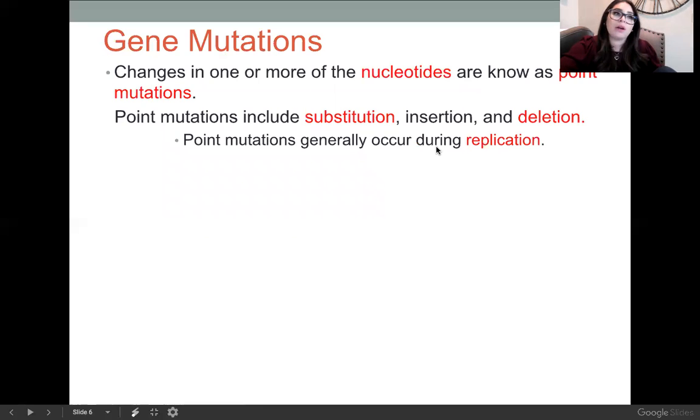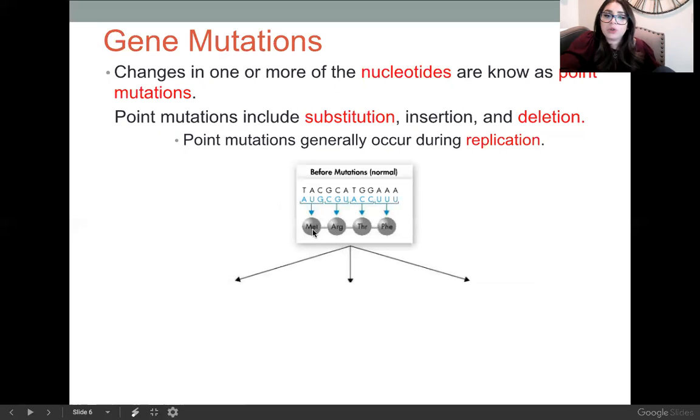When we are making copies of the DNA, when we are replicating, we are actually in S, synthesis, of interphase, which is the second step of interphase. Interphase has three parts: G1, S, G2. And we talked about how in the G's we're growing and in S we're making. What we're making is a copy of DNA. If we're making a copy, then we can potentially make a mistake.